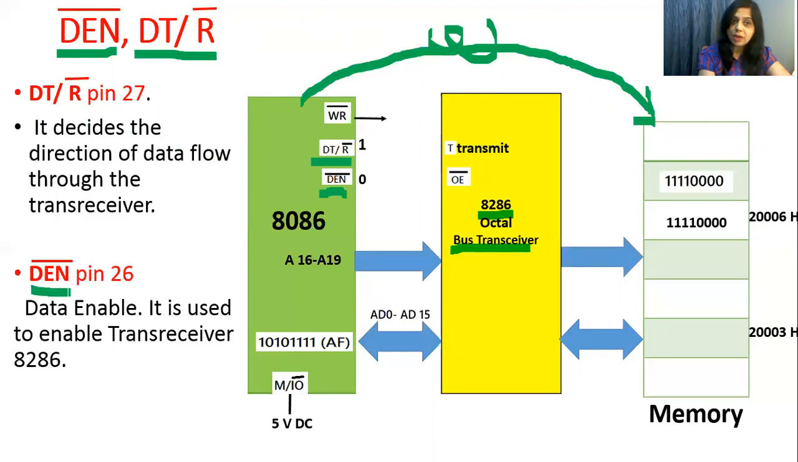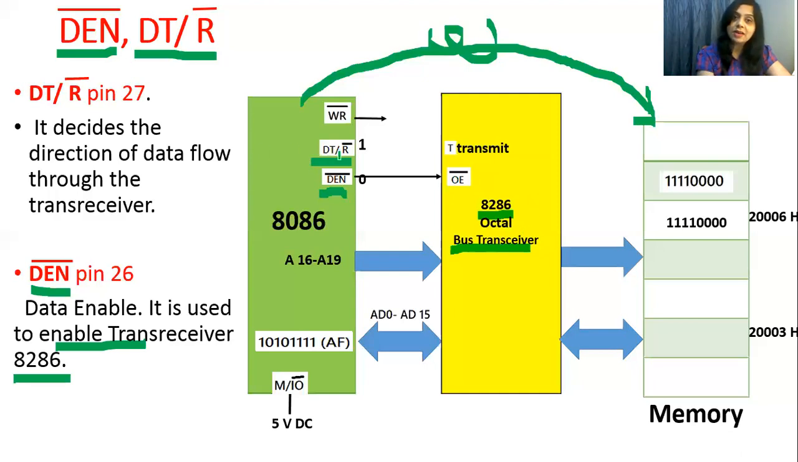What is the DEN bar pin? The DEN bar pin of 8086 is connected to the OE bar pin of the 8286 octal bus transceiver. This is the data enable bar pin. It is used to enable the transceiver 8286. Since there is a bar, it is active low. Whenever this pin transfers logic 0 to 8286, this octal transceiver will get activated. That means it is used to switch on this device.